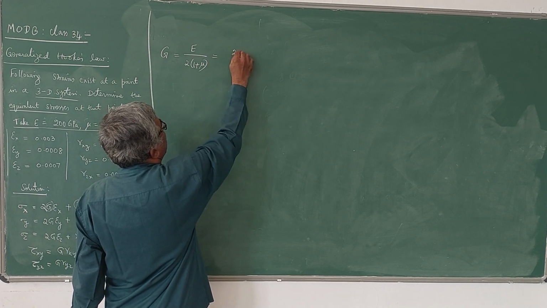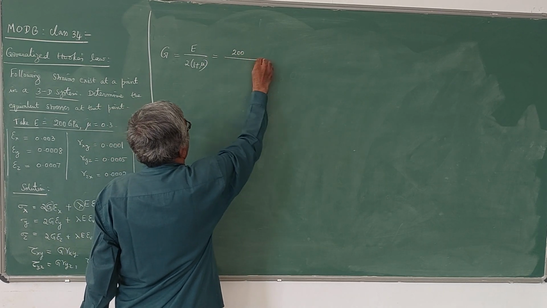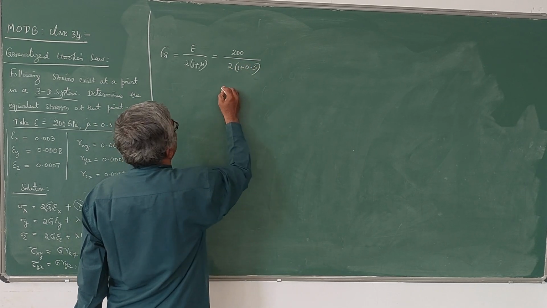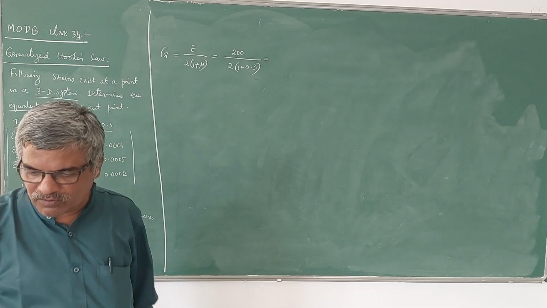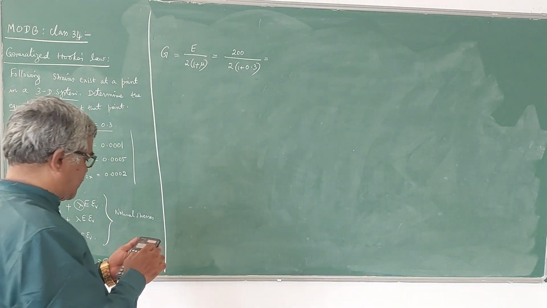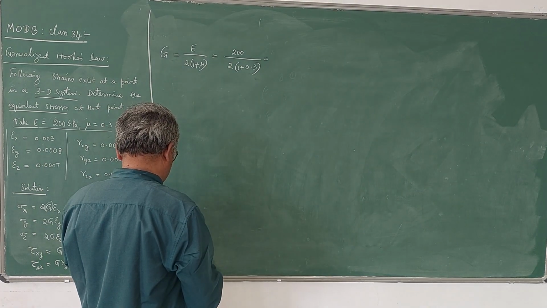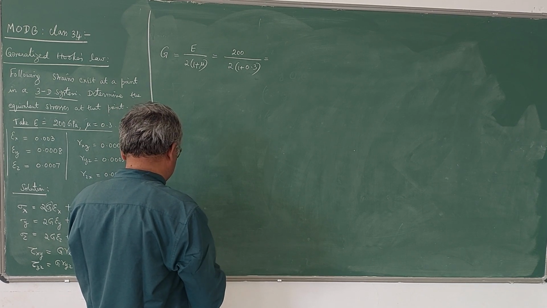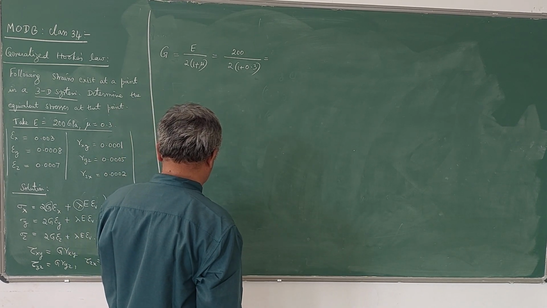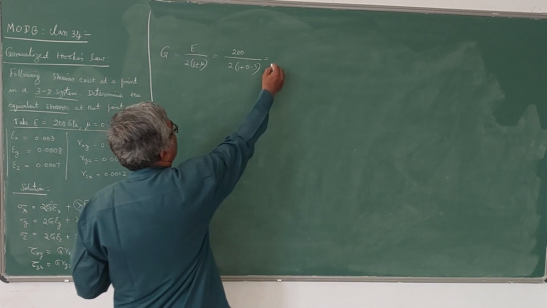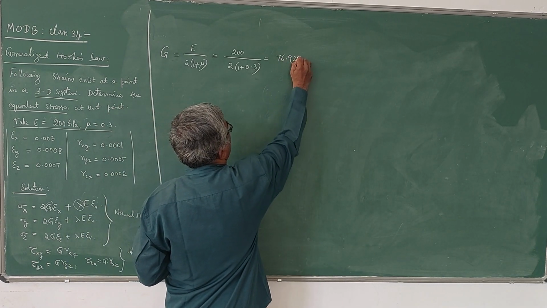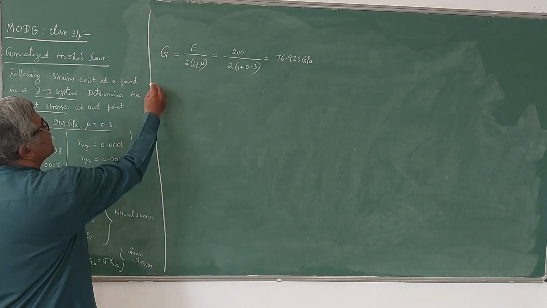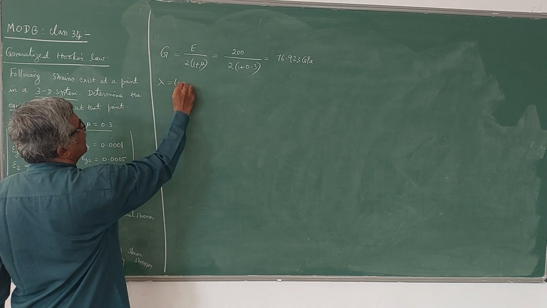So this is 200 GPa divided by 2 into 1 plus mu, where mu is 0.3. If you simplify this, you get the value of rigidity modulus, which is 200 divided by 2 into 1.3. It is 76.923 GPa, gigapascals.